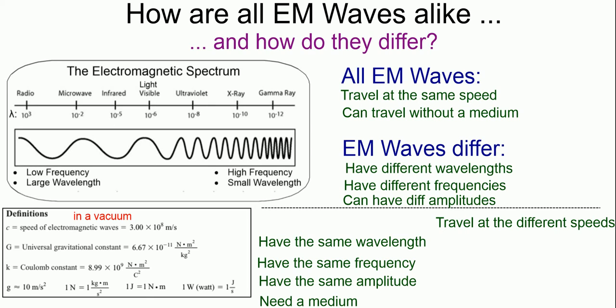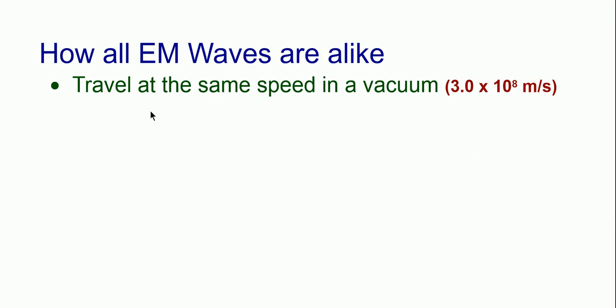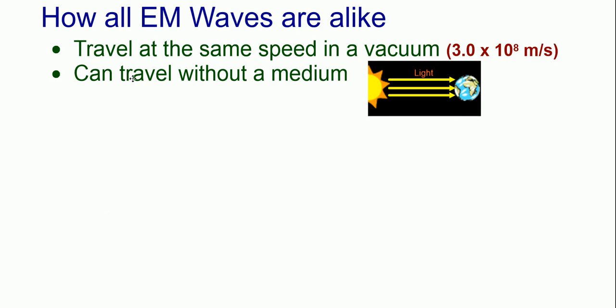All right, let's wrap it up here by just doing kind of a summary. How all EM waves are alike. First, they travel at the same speed in a vacuum, 3 times 10 to the 8. Agreed? Next, what's the second way which is the same? They can travel through without a medium. All of them can travel, say, from the sun to the earth. They can all travel without a medium. That's the last thing they have in common, right?